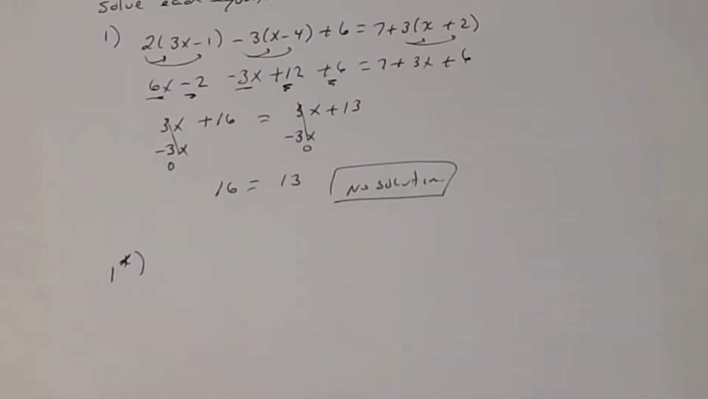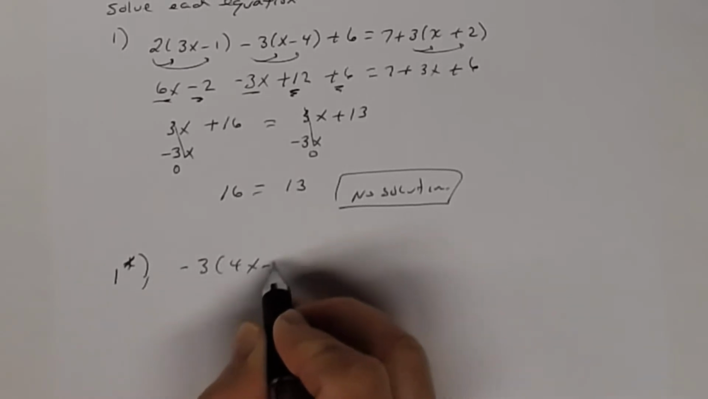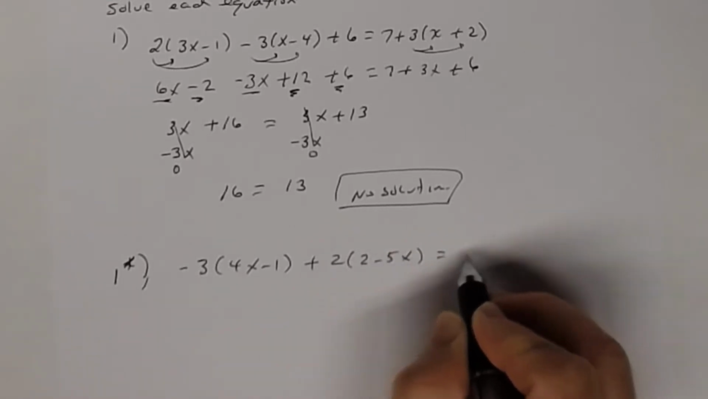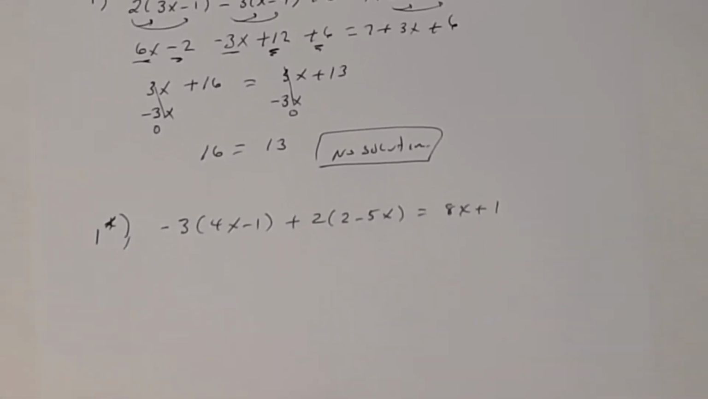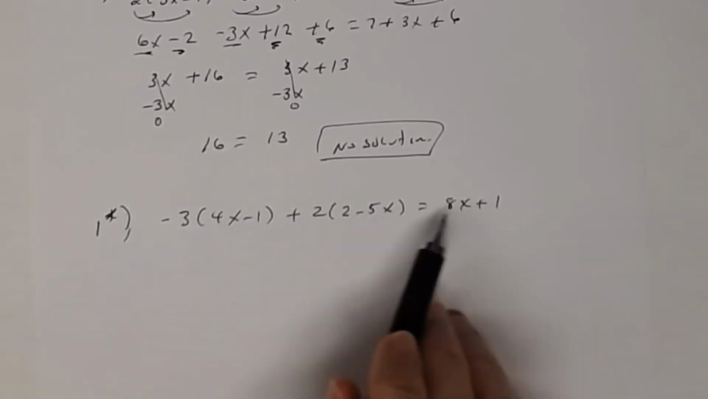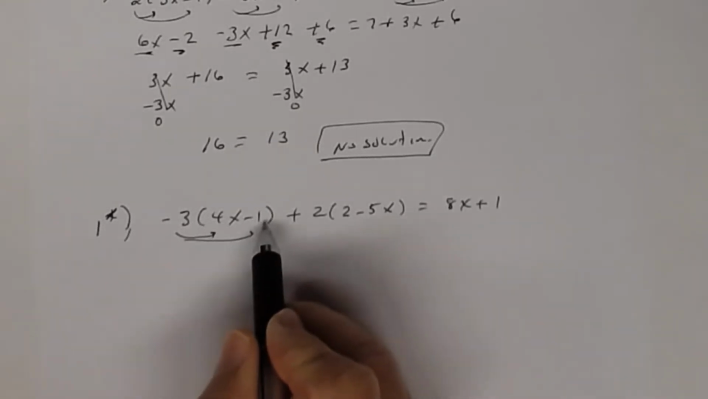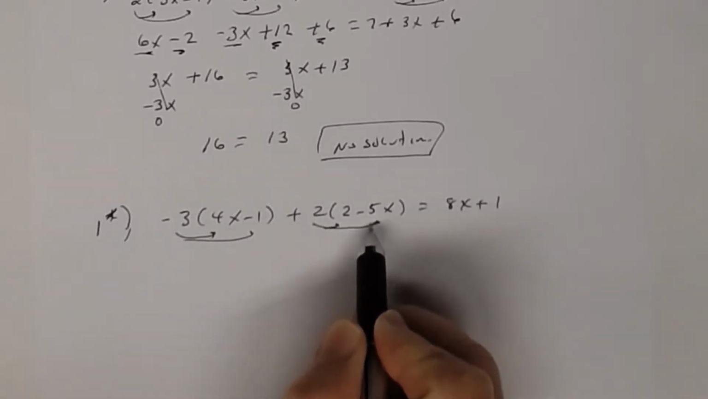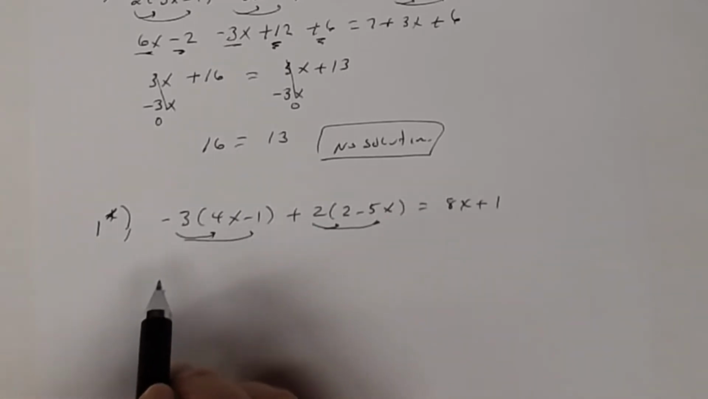All right, so we're going to look at another linear equation. Let's say I had negative 3 times 4x minus 1, plus 2 times 2 minus 5x, equals 8x plus 1. Again, I have this polynomial equation, which happens to be a linear equation. I can use the distributive property in each of those cases because that expression is being raised to the first power in both cases.